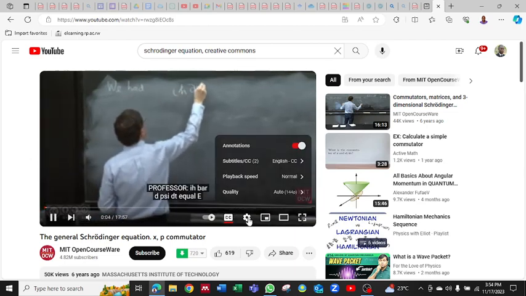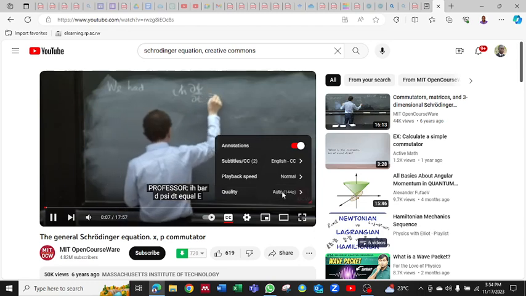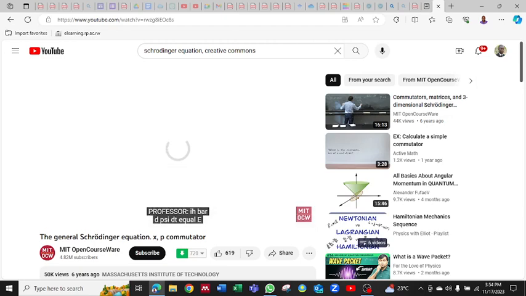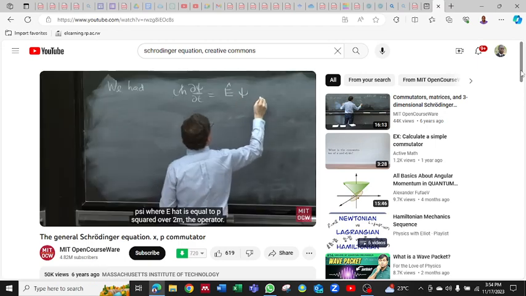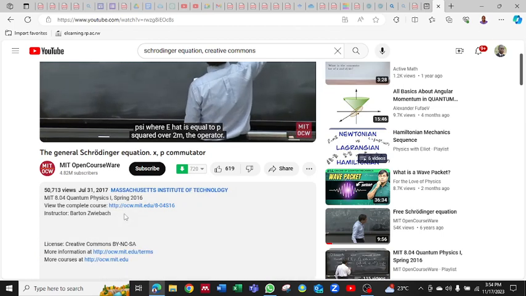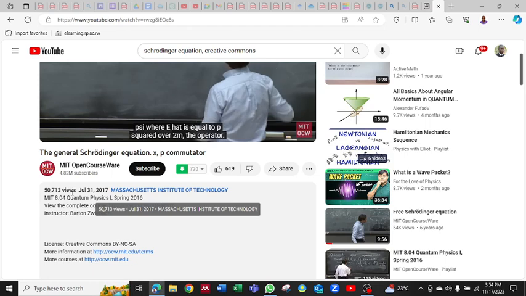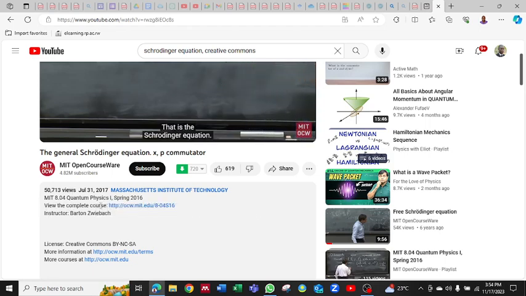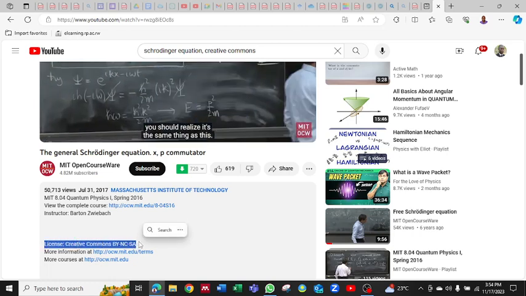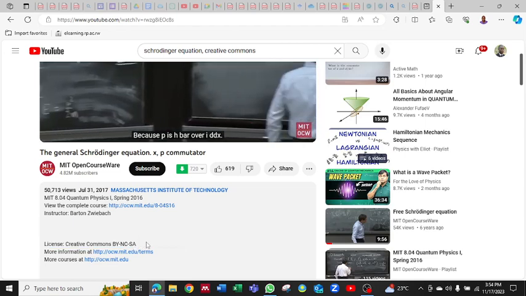iħ ∂ψ/∂t = Êψ, where Ê is equal to p̂ squared over 2m, the operator. That is the Schrödinger equation, the free particle Schrödinger equation. You should realize it's the same thing as this, because p is ħ over i ∂/∂x.